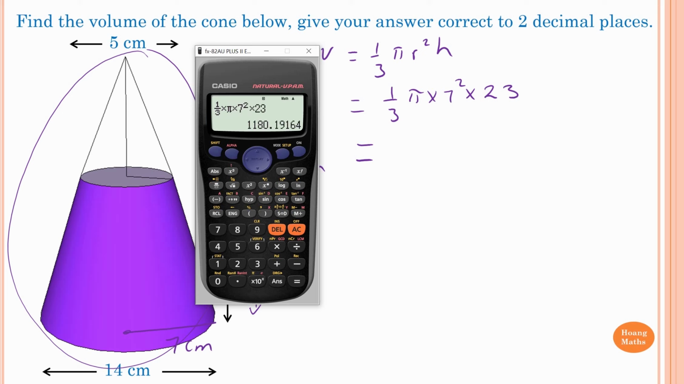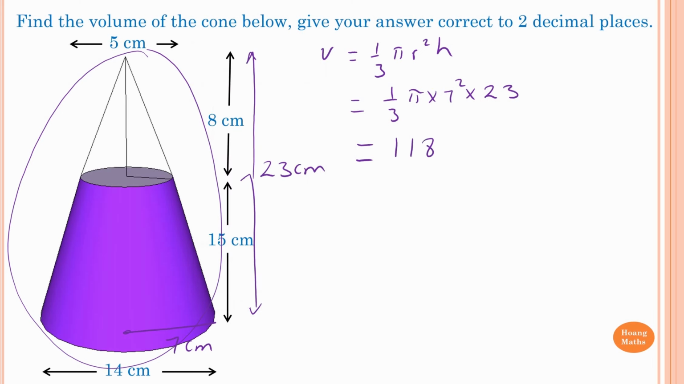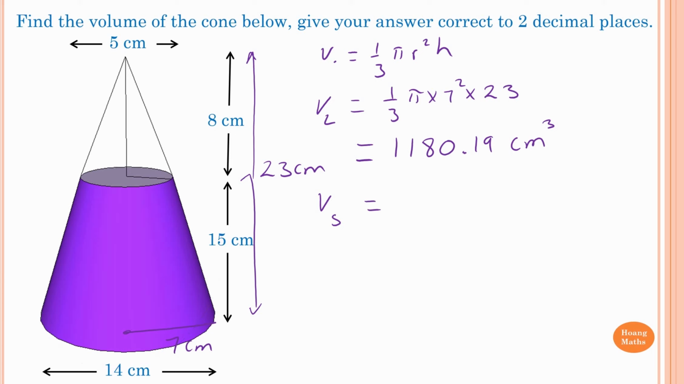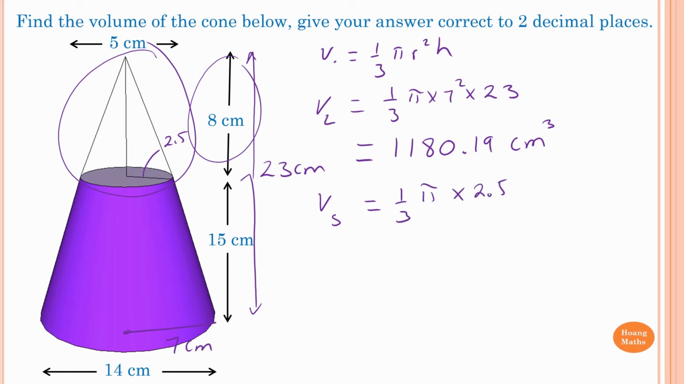Because I'm going to use this later, I better store that in memory. A first. Shift, store in A. There you go. So 1180.19 cubic centimeters first. And this is volume L. And then the smaller one, VS, is this one here. So the diameter is 5, half of 5 is 2.5. And the height is this. So 1 over 3 pi times the radius, which is 2.5 squared.